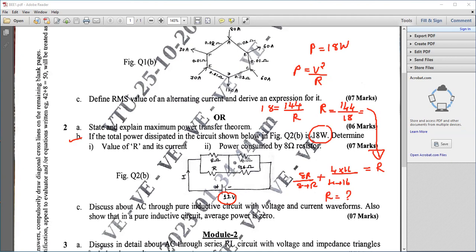Another question is the power consumed by the 8 ohm resistor. P is equal to I1 square into 8. Here you have to calculate I1. First, you compute the total current. Then, using the current division rule, I can calculate I1. You try once.